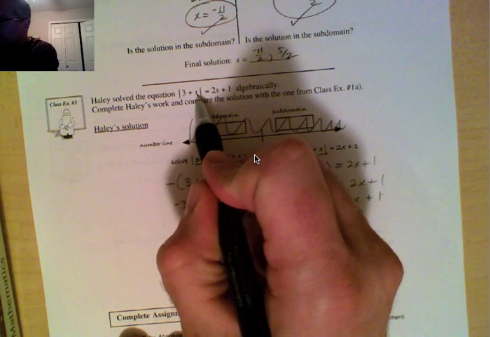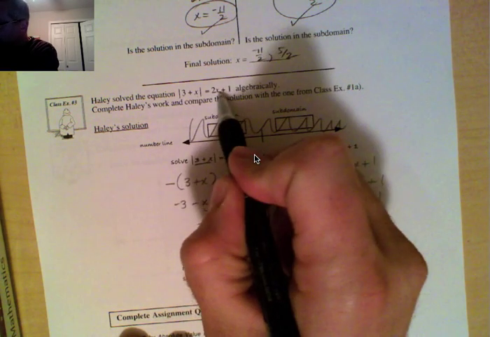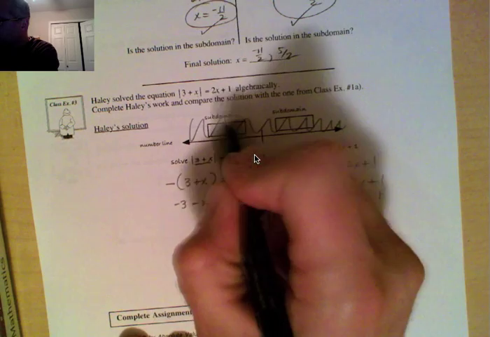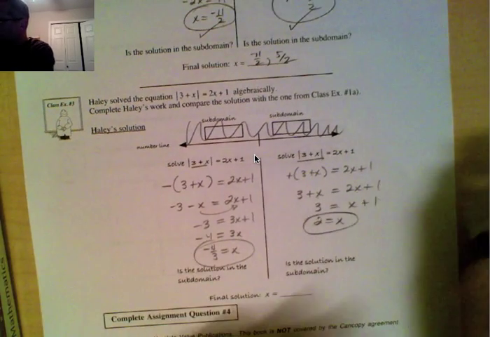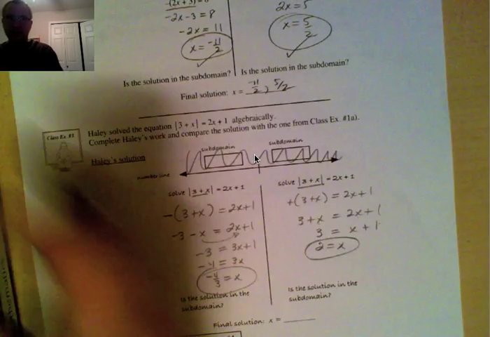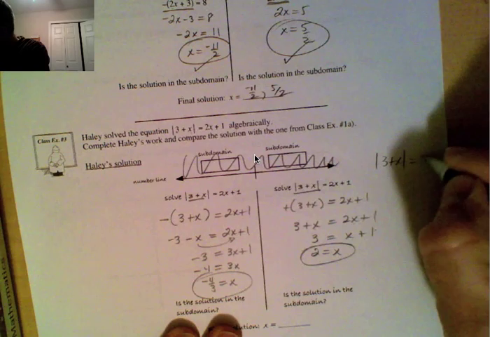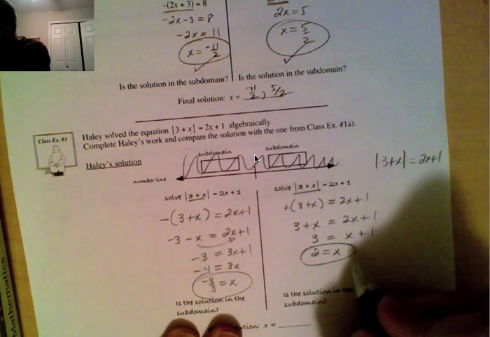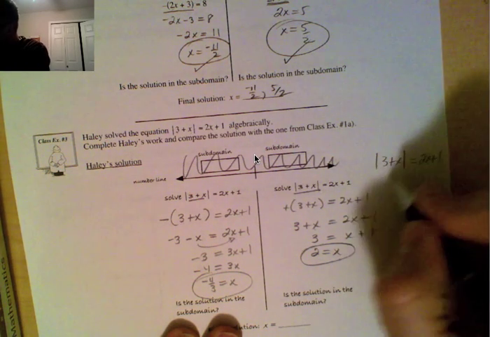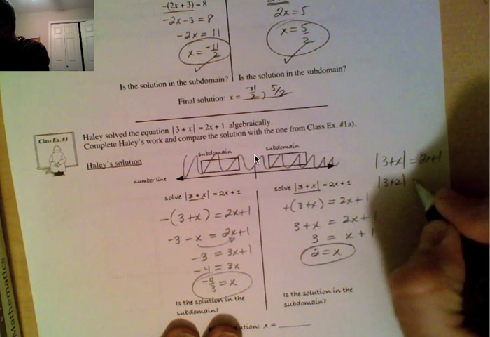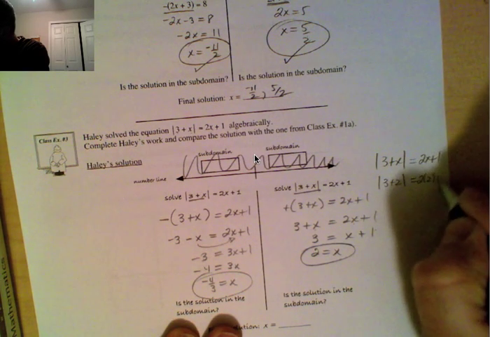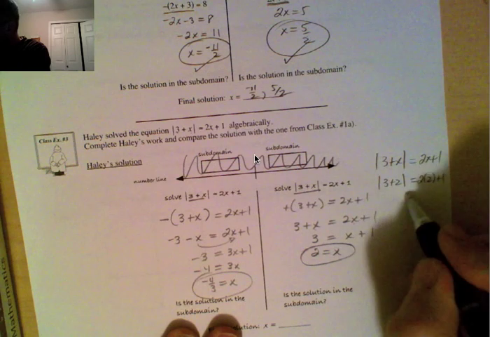3 plus 2 is 5. 2 times 2 plus 1 is 5. So 5 equals 5. Or if I show that check, because some of you might be going, oh, I can't handle that. What I'm going to do is replace x with 2. So I get the absolute value of 3 plus 2 equals 2 times 2 plus 1. Everywhere there's an x, I put in a 2.